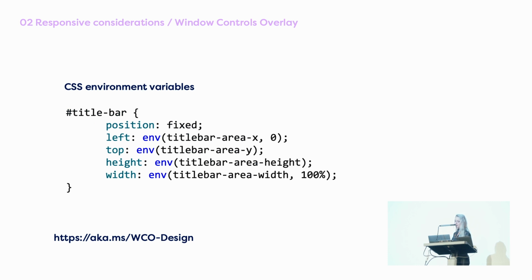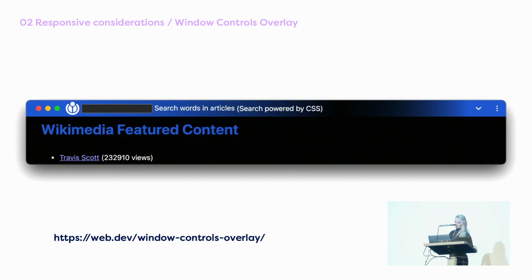But we have these environment variables for the title bar. Title bar area X gives us the distance from the left of the viewport to where the title bar appears. Title bar area Y is from the top. And then we just have our height and our width. And so this is how we position our content in the title bar.